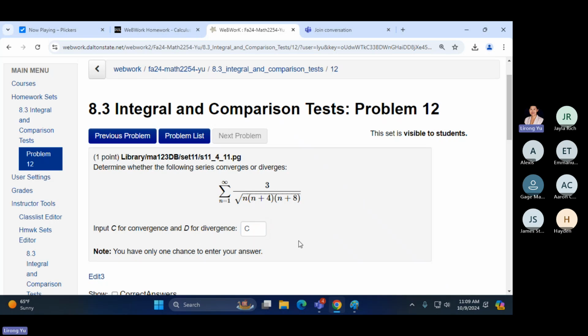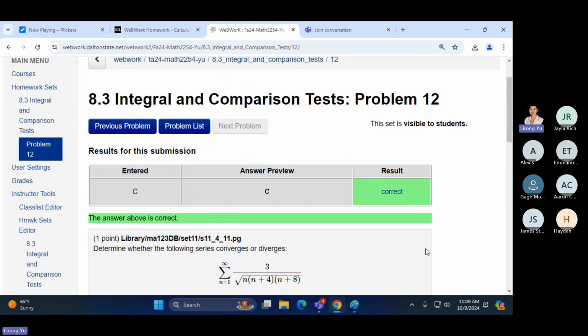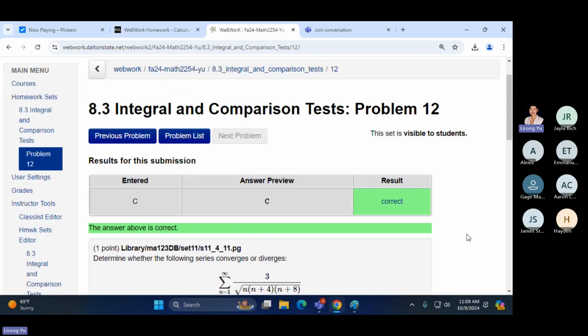We're not required to calculate it. And therefore, that's it. That will be question 12. Any other question? Yeah, problem 5. Okay.